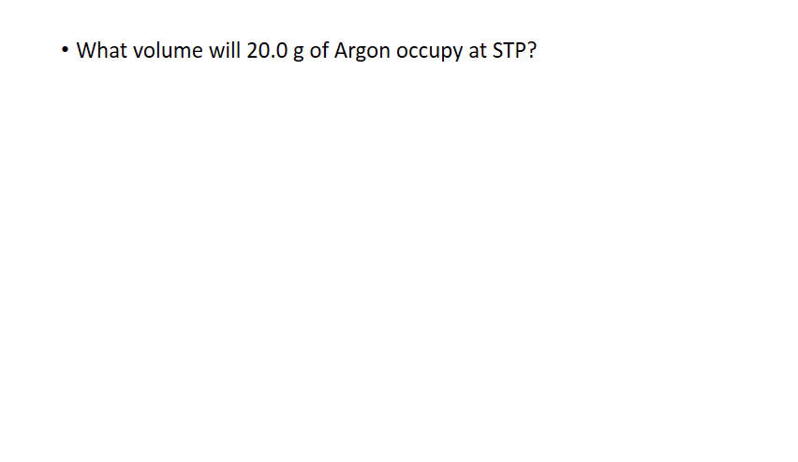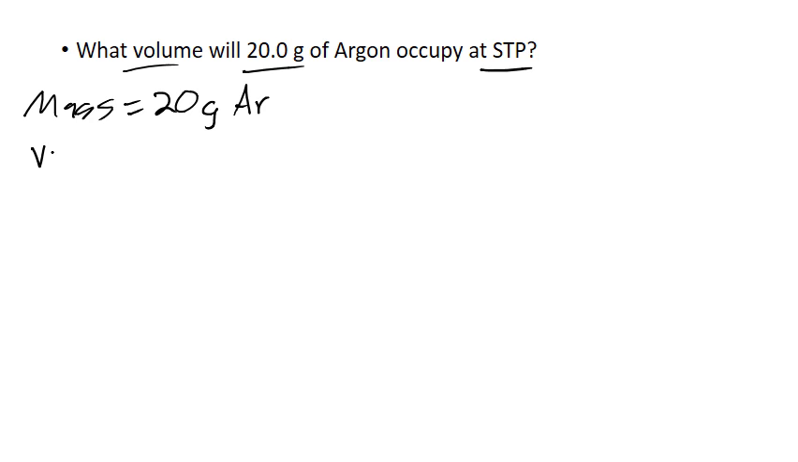So first, setting up like we did before, we have a volume, or they're asking us for volume, and they're giving us a mass. The mass of this argon is 20 grams. And they tell us it's at standard temperature and pressure, which is a set value. Whenever you see STP, it actually makes things a lot easier. So our volume, we don't know, we're going to find that. The temperature is just standard, so it's 0 degrees Celsius, which is 273 Kelvin. And our pressure is just standard, 1 atmosphere.